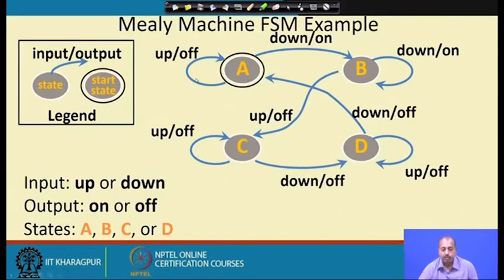Whereas, for the Mealy machine, this is the standard example that we have previously seen. The output is dependent on the current state as well as the input combination. For example, if the current state is A and the input is up, then the output is off, whereas from the current state A, if the input is down, then the output is on. So, that way the output is dependent on the current state as well as the input, which is not the case for the Moore machine.